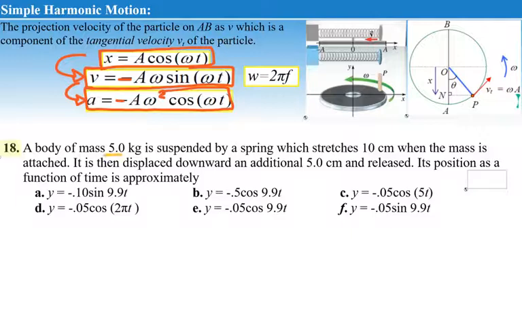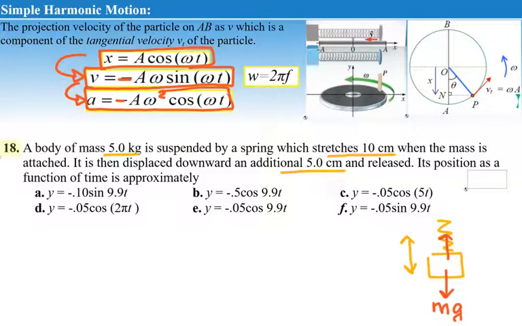So a mass of 5 kilograms is suspended by a spring which stretches 10 centimeters when the mass is attached, and then it gets additionally displaced by 5 centimeters. So at first we have the mass, and we place the mass, and it stretches the spring by 10 centimeters. At this moment, the force of gravity is acting on it, and it stops. It doesn't bob back and forth.